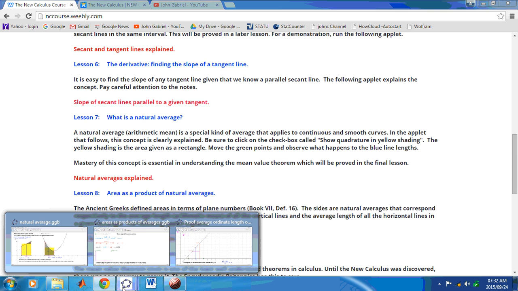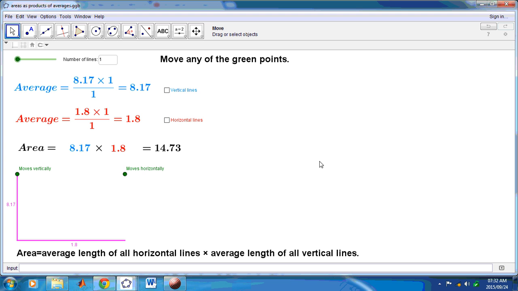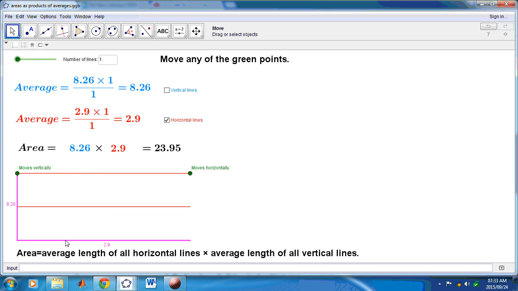So, let's look at the very first applet here, which discusses area in terms of natural averages. So here we have a rectangle, which we can change the dimensions by moving this point upwards or moving this point across. And we can, for example, look at the horizontal lines. So if we take the average of those three lines, it'll be 2.9, won't it? Or even just the average of these two lines.